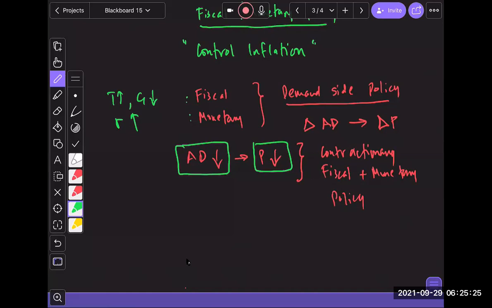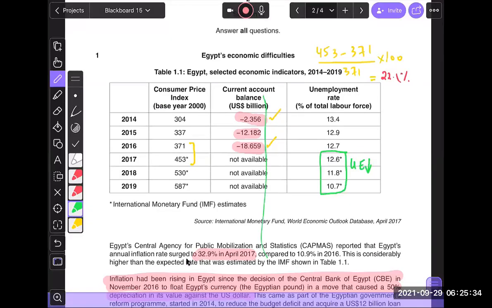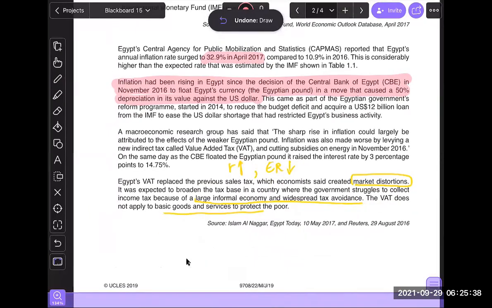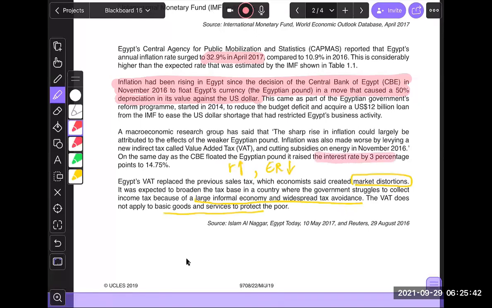So what are the policies that they have actually adopted in the article, right? Let's go back quickly to the policies they've adopted. First of all, guys, the government basically did increase the interest rate by 3 percentage points. That's the example of the monetary policy.